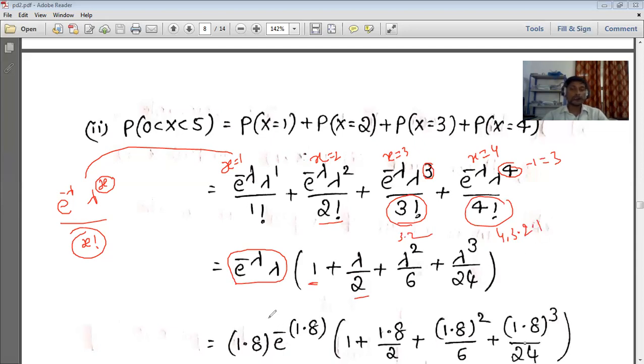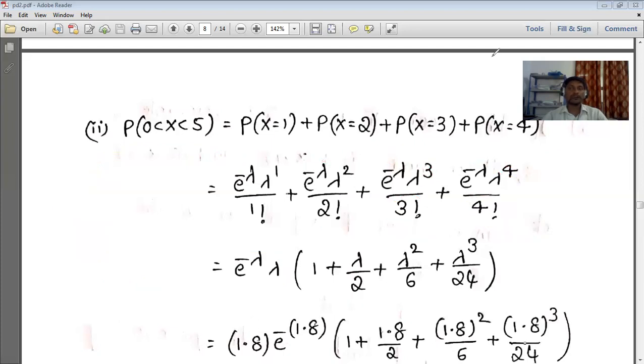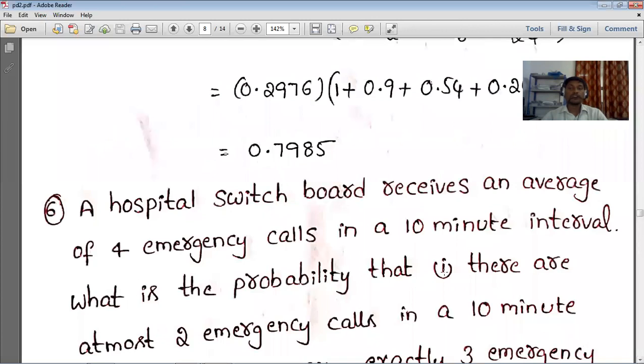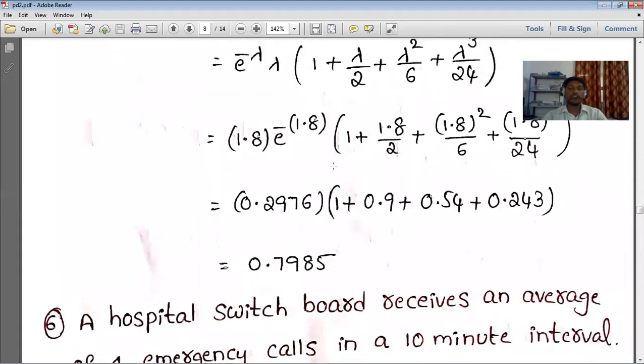And now we are substituting 1.8 in place of lambda. Already they gave that in the problem, so we substituted it here. 1.8 into e power minus 1.8, times 1 plus 1.8 by 2, 1.8 whole square by 6, 1.8 whole cube by 24. Now we can simplify that one. So by simplifying we got these values.